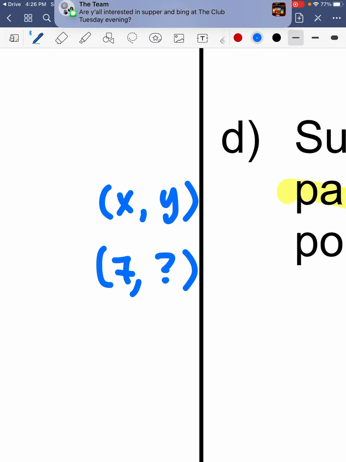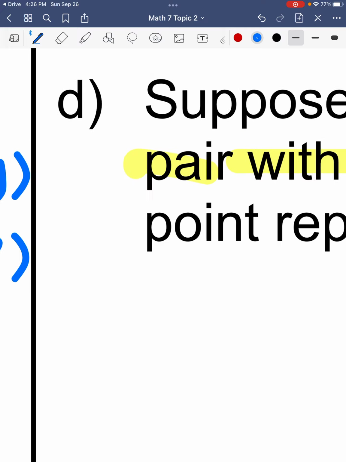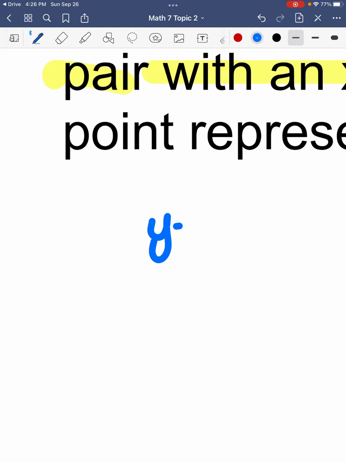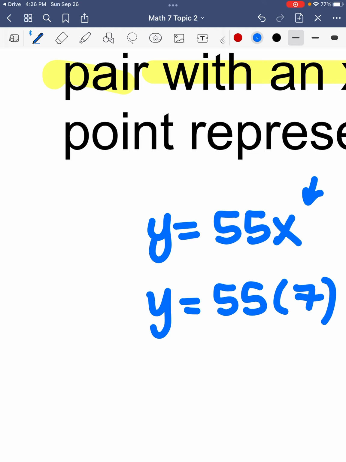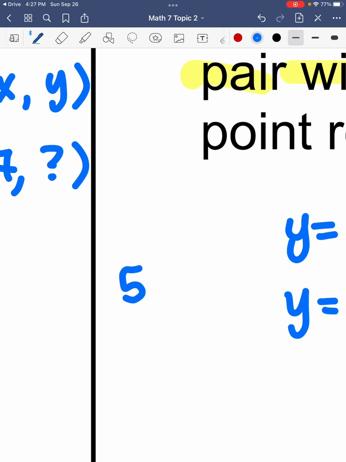So all I really need to do is plug in 7 for X into the equation that we already wrote. So we wrote the equation Y equals 55 times X. So I'm going to plug in 7 right there. So Y equals 55 times 7. Okay, so you can do this in your calculator, but you really don't need to. It's pretty simple. 55 times 7.